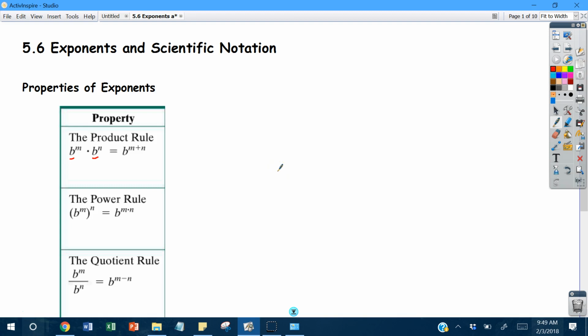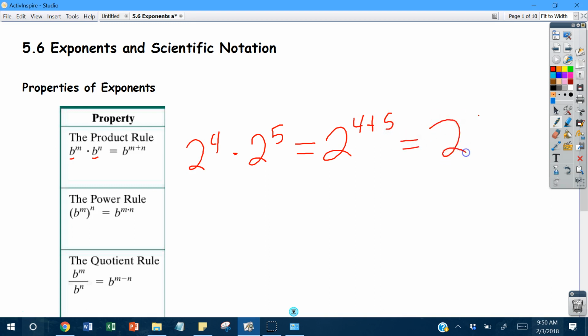So let me give you an example. Let's say we have 2 to the 4th power, in which case 2 would be considered our base, and 4 would be the exponent. And say we're multiplying it by 2 to the 5th power. Here we have another number with the same base and exponents. According to the product rule, this can be simplified as 2, the exact same base, to the 4 plus 5 power, which is actually just 2 to the 9th power. So in other words, if you're multiplying two numbers with the same base and some exponents, you can just add the exponents together and simplify it this way.